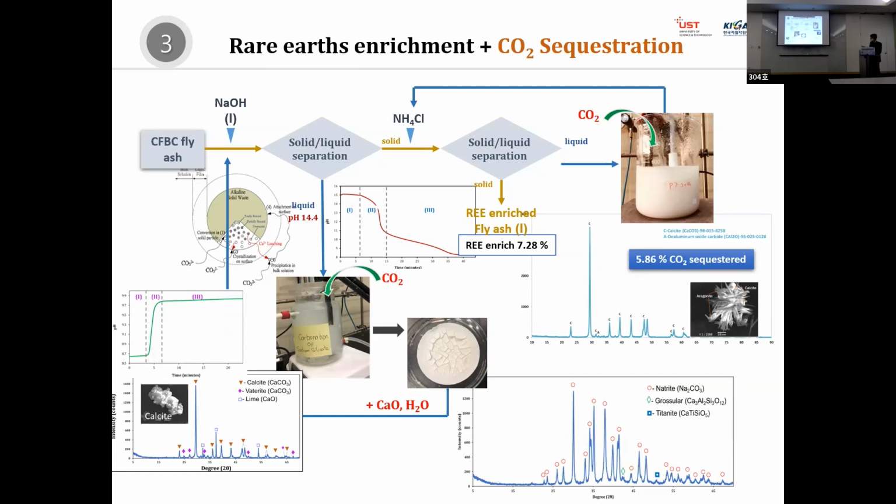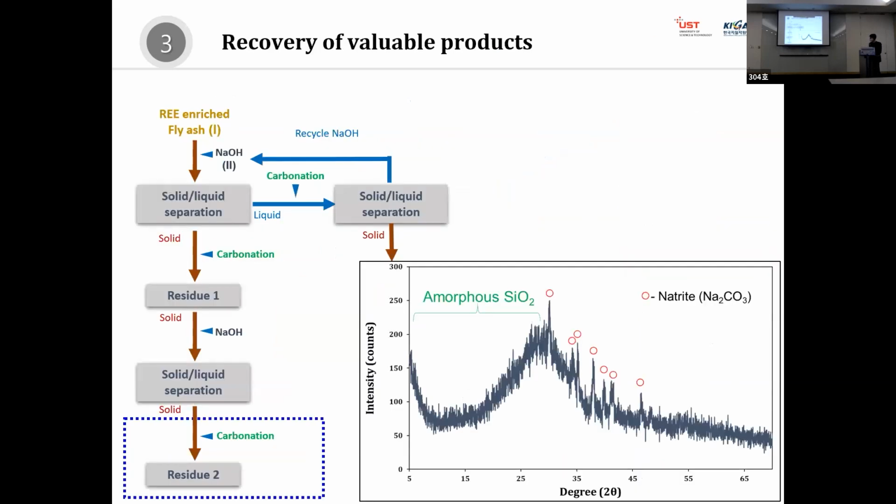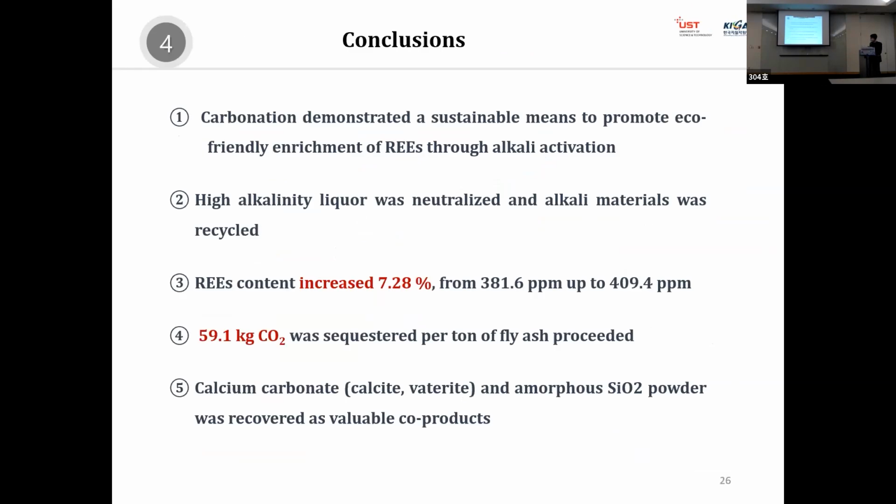By utilizing carbonation, we can neutralize this liquid, and the alkaline material is recycled again by adding calcium oxide. The byproduct of this process is mostly calcium carbonate, including calcite and vaterite. It's recycled, and the pH is increased again to produce sodium hydroxide. Another byproduct of the alkali activation combined with carbonation is amorphous silica, along with some sodium carbonate precipitate. My conclusion is that carbonation demonstrates a sustainable process to promote eco-friendly enrichment of rare elements through alkali activation, and the high alkalinity liquid is neutralized and recycled for the next cycle.